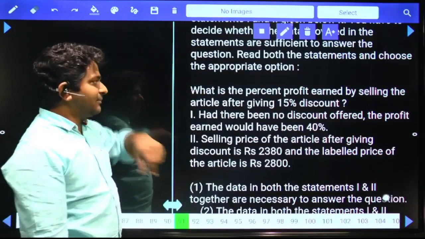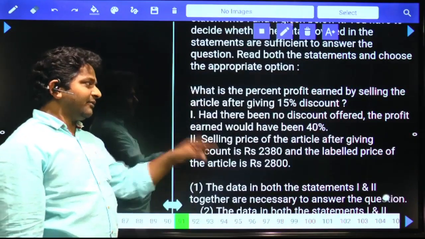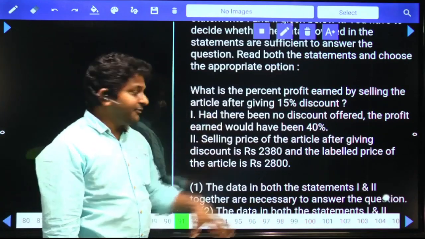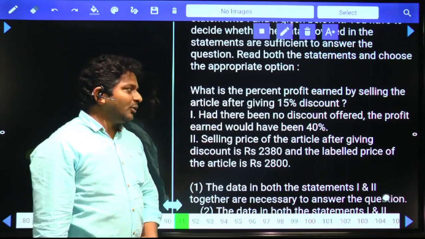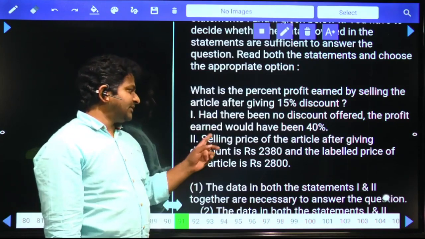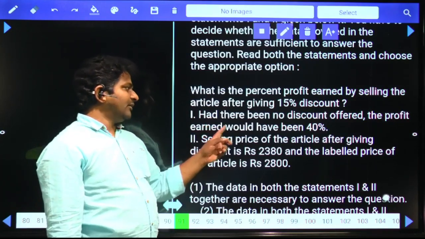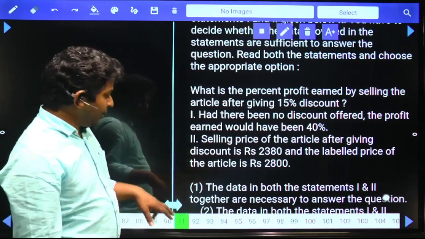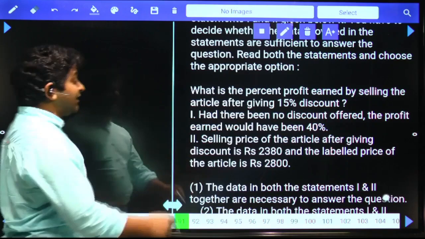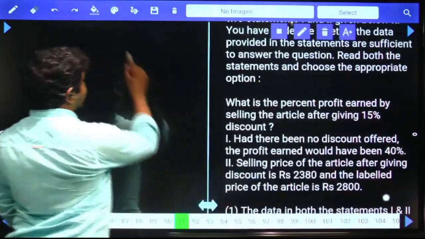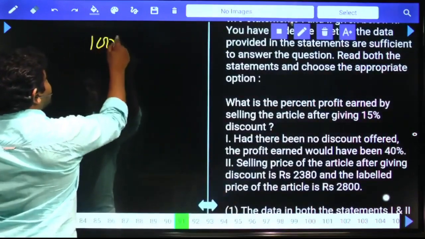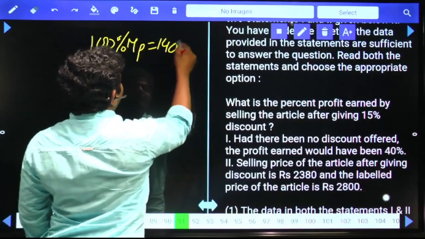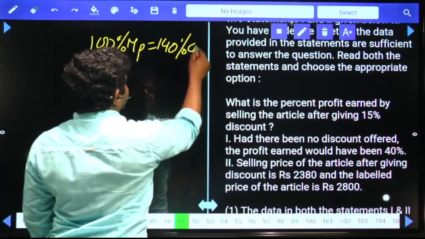Percentage of profit earned by selling an article after giving a 15% discount. We have to identify the percentage of profit. Had there been no discount offered, the percentage of profit earned would have been 40%. If there is no discount offered, in the sense we are selling it at market price, that is 100% of market price. So 100% of market price is equal to 140% of the cost price.